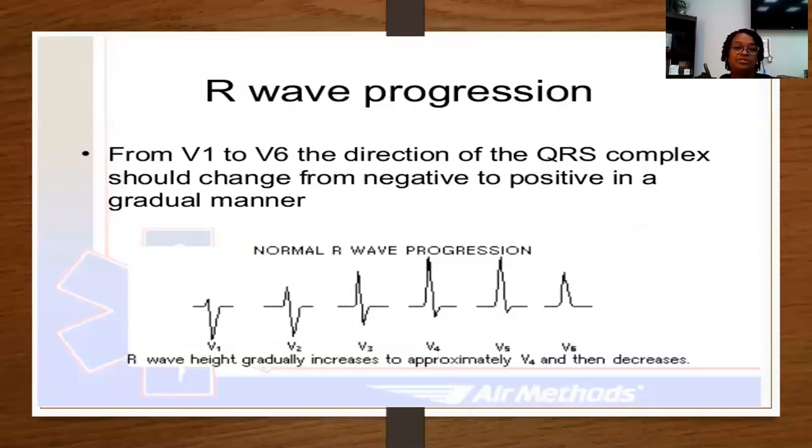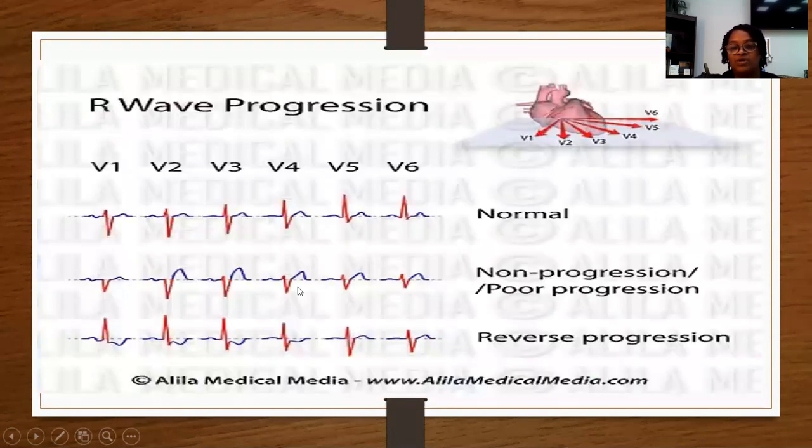R wave progression. From V1 to V6, the duration of the QRS complex should change from negative to positive in a gradual manner. And we see here starting in V1, we see our negative, and then gradually it starts to become positive. And then you get to V4, between V3 and V4, you should start to see your normal R wave progression in which your R wave and your S wave will be just as much positive as it is negative.